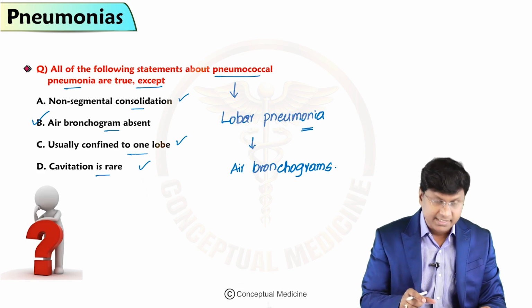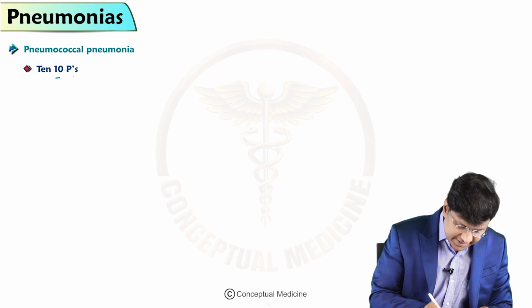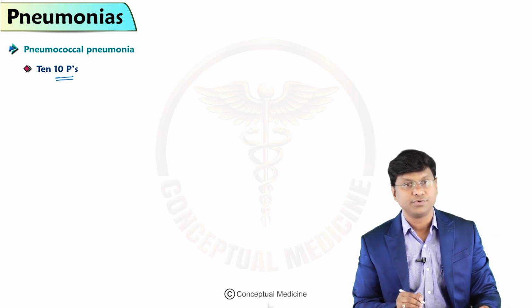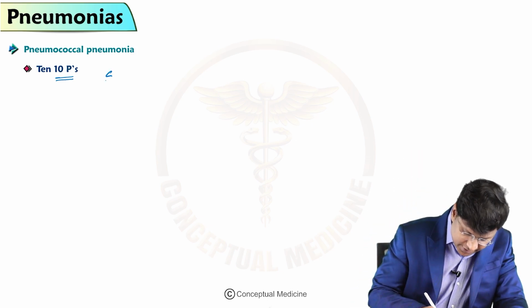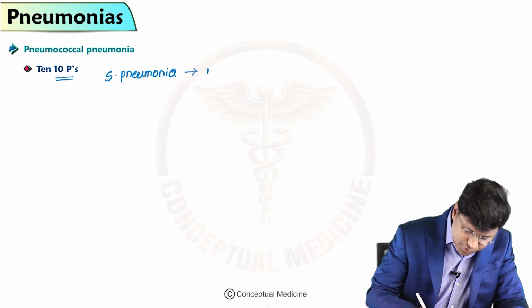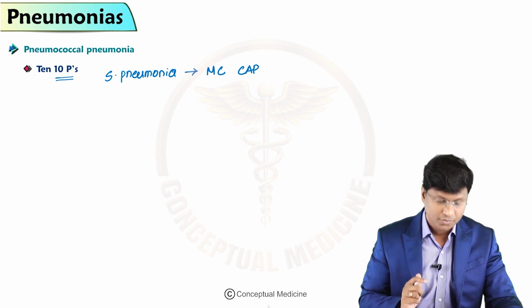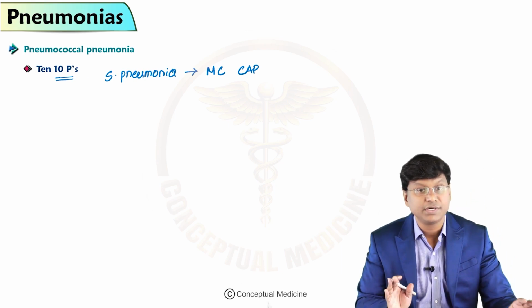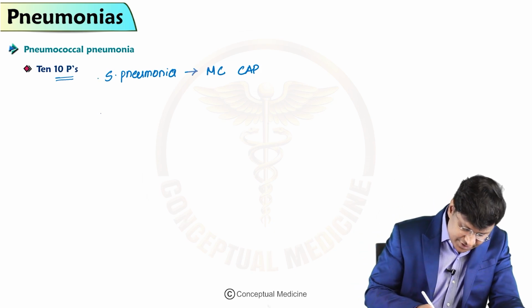Now, let me discuss in detail about this pneumococcal pneumonia or Streptococcus pneumoniae. Please remember these 10 P's of pneumococcal pneumonia. Streptococcus pneumoniae is the most common organism causing community acquired pneumonia, or the most common organism causing lobar pneumonia. So the first P is pneumococcus, most common organism causing community acquired pneumonia.